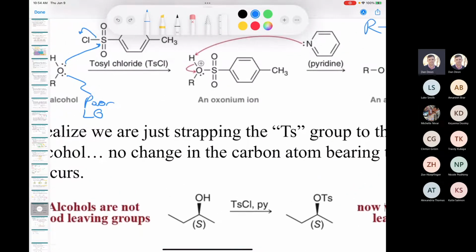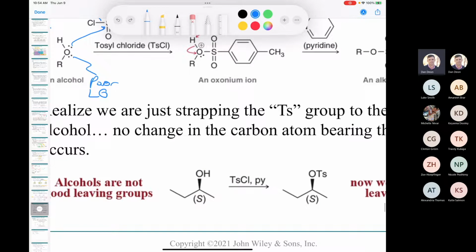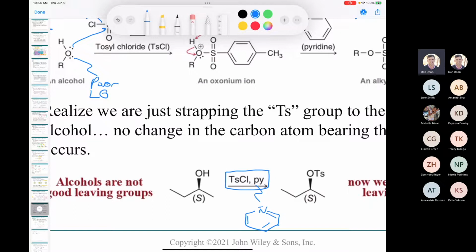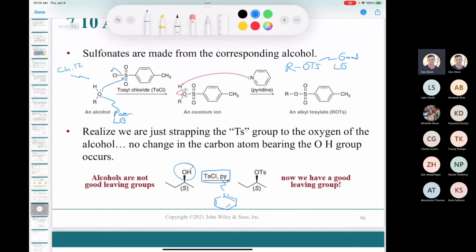Now, since you're using tosyl chloride followed by pyridine, you actually are using them together. So the reagents that we write are TsCl for tosyl chloride and Py, which represents pyridine. It's just a shorthand that we use for pyridine, our base. So again, we go from a crummy leaving group to a great leaving group.